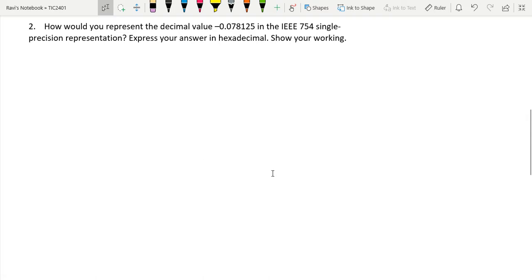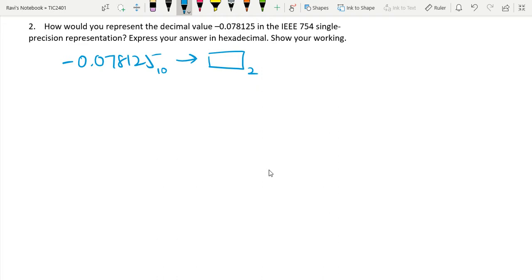In question 2, we are asked to represent the decimal value in this IEEE single precision representation, and give the answer in hexadecimal. So the number that we are given is negative 0.078125. To represent this in IEEE 754 format, what I first need to do is convert from base 10 to base 2. That means I need to find the binary representation.